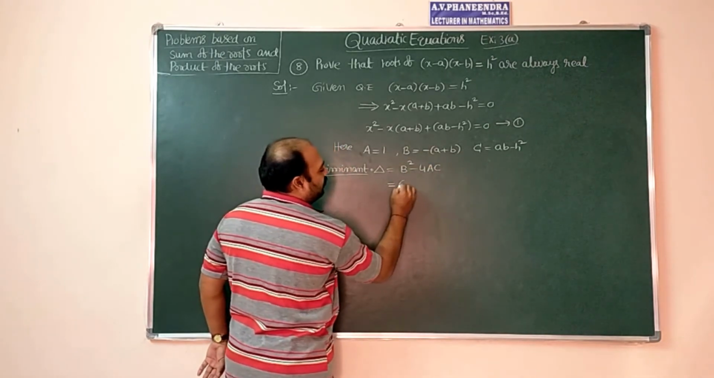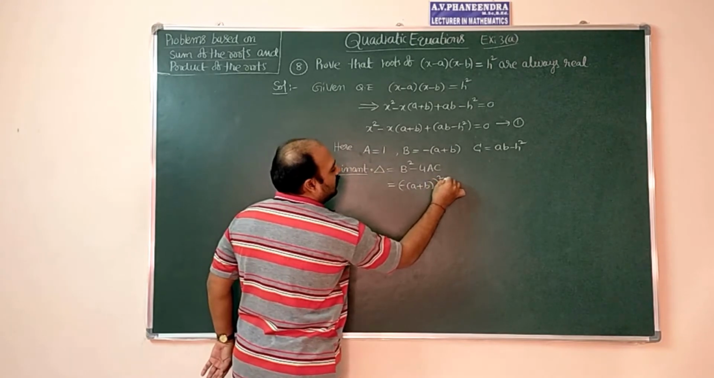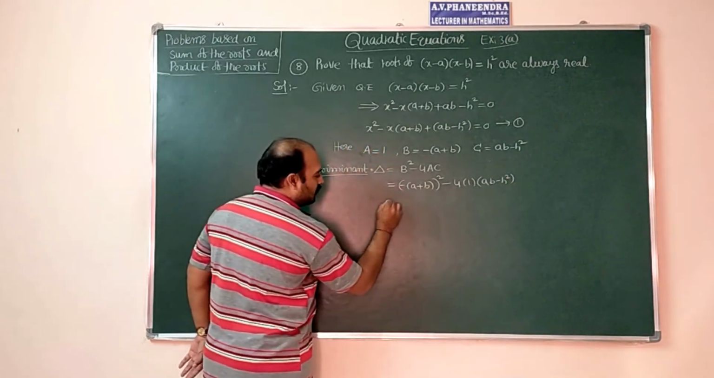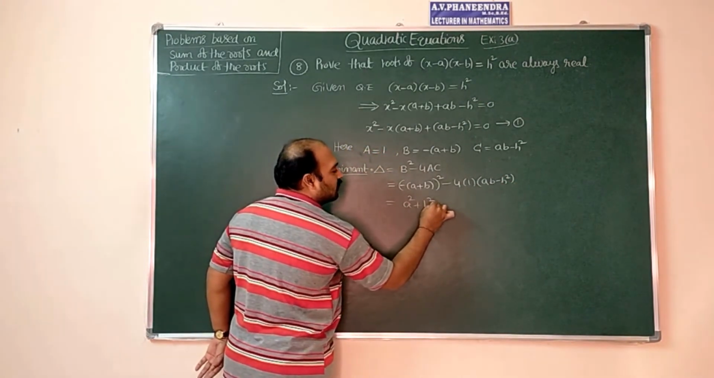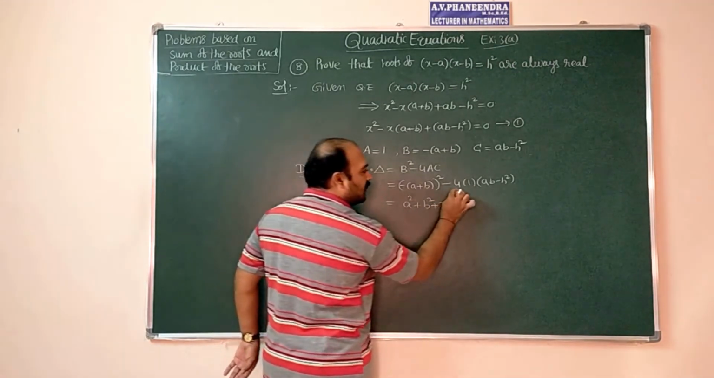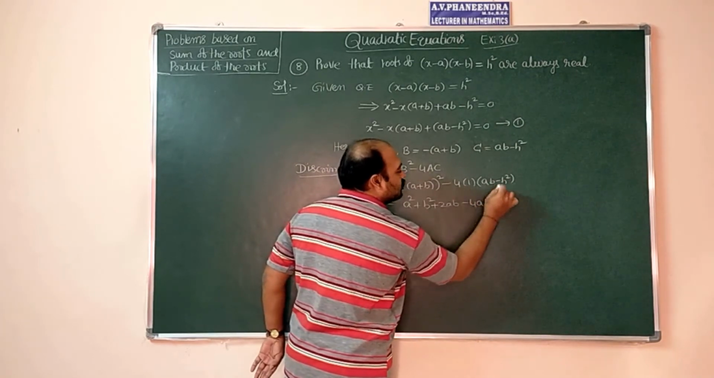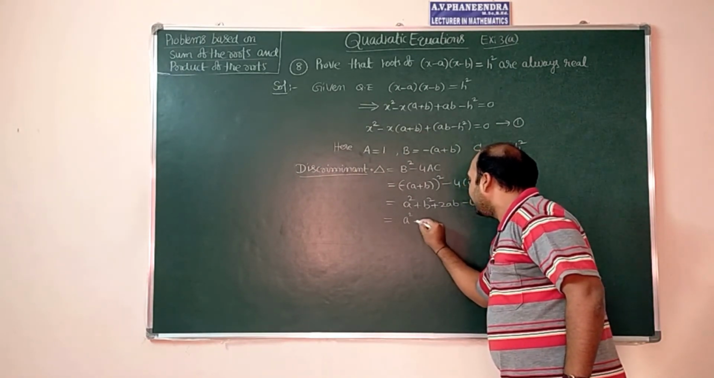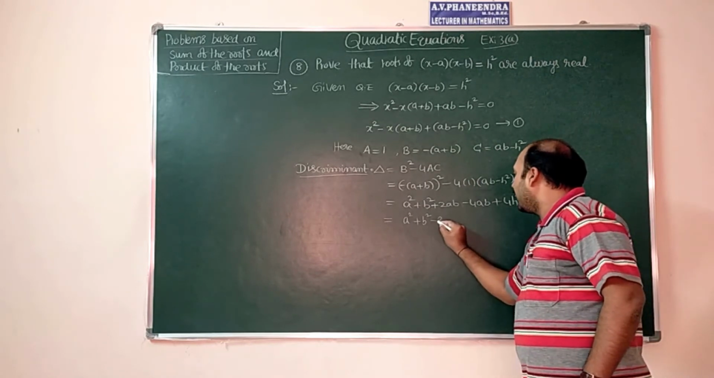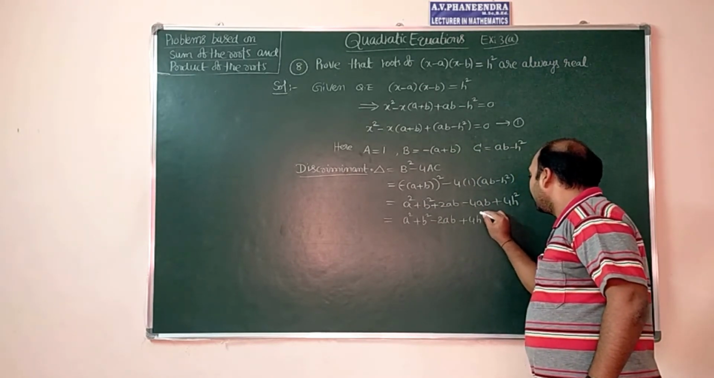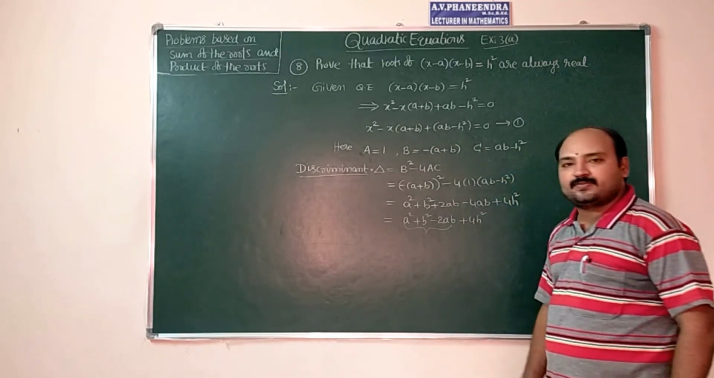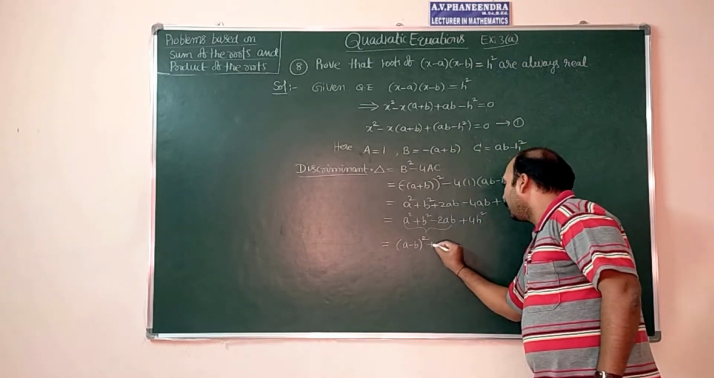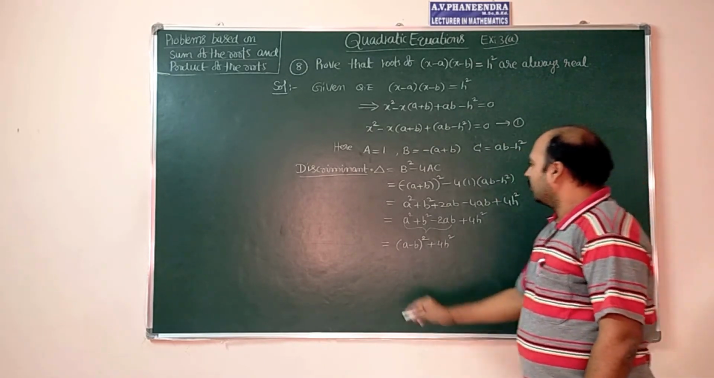Which is equal to (a + b)² - 4 into 1 into (ab - h²), which is equal to a² + b² + 2ab - 4ab + 4h², which is equal to a² + b² - 2ab + 4h². The first three terms we can write as (a - b)², so this is equal to (a - b)² + 4h². This is the delta value.